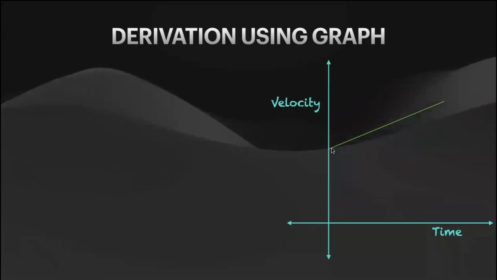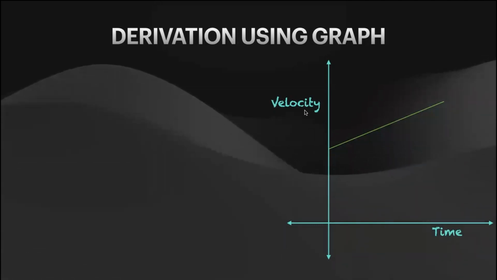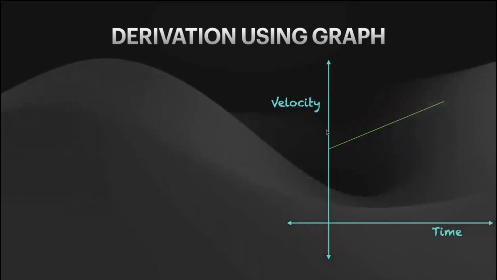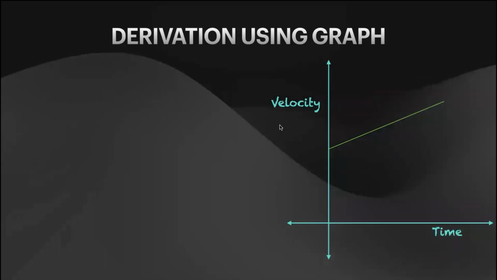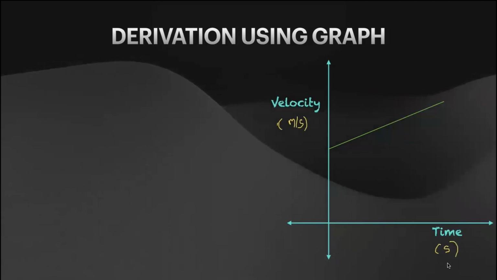Now here you have the graph. In deriving all the three equations of motion, we will be using the velocity time graph. Velocity we will be taking in the unit meter per second, and time we will be taking in the unit seconds. So this is standard.